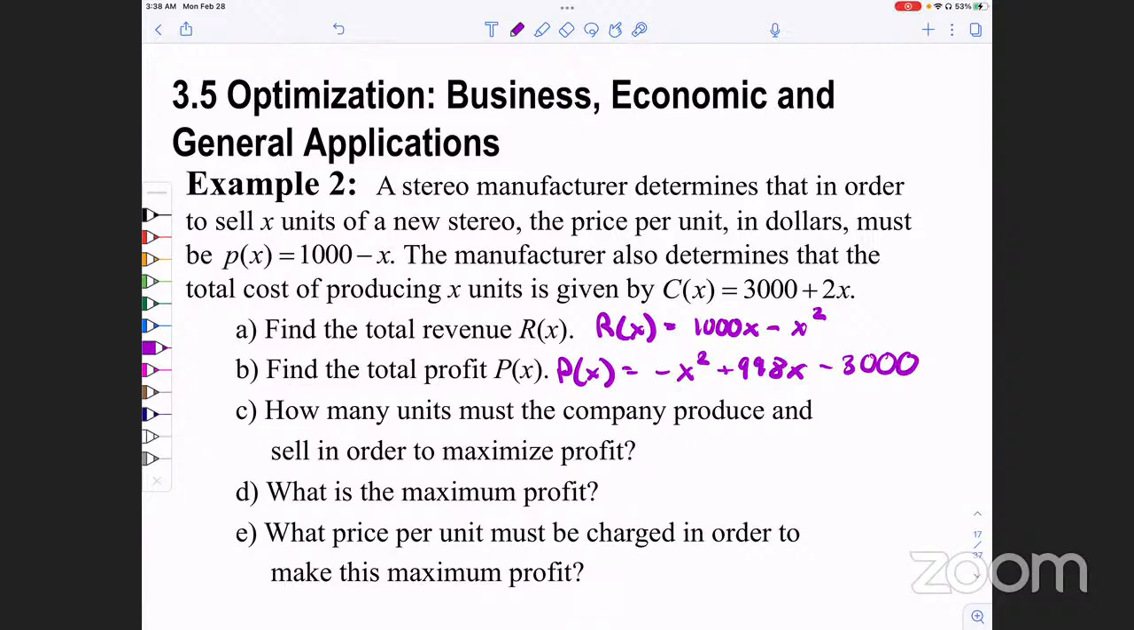So then it says for part C, how many units must the company produce and sell in order to maximize the profit? So if we want to maximize this, we need to look at the derivative. So if the derivative is equal to 0, okay.